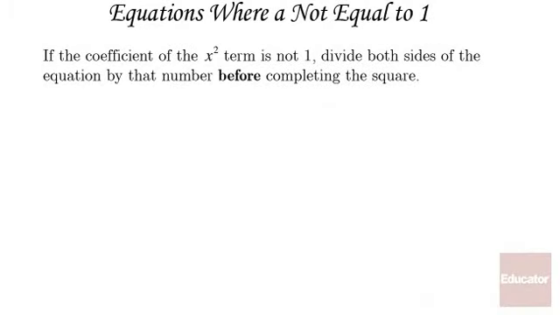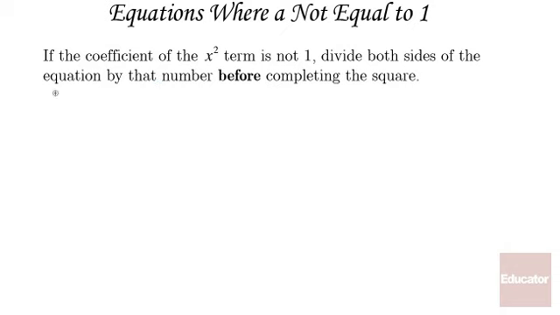Okay, sometimes the coefficient of x squared, the leading coefficient, is not 1. So far we've been working with situations where we just had x squared. If the coefficient is not 1, you need to take an extra step, and you need to divide both sides of the equation by the coefficient in front of the x squared term in order to make that coefficient 1. Then you just go on and complete the square as usual.